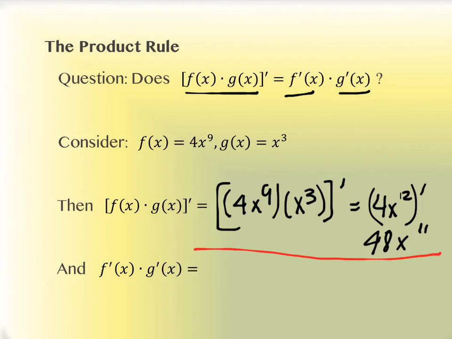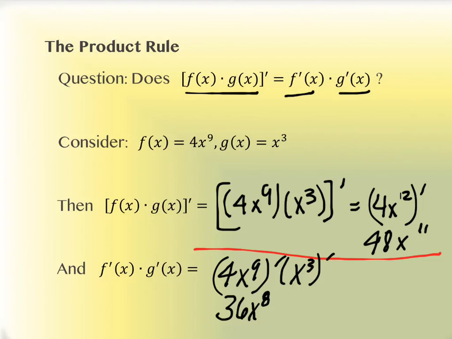The question is, could I take the individual derivatives? Well, f of x is 4x to the 9th, so its derivative is 36x to the 8th. The other piece, g of x, is x cubed. What's the derivative of x cubed? It's 3x squared. So what is 36x to the 8th times 3x squared? It is 108x to the 10th.